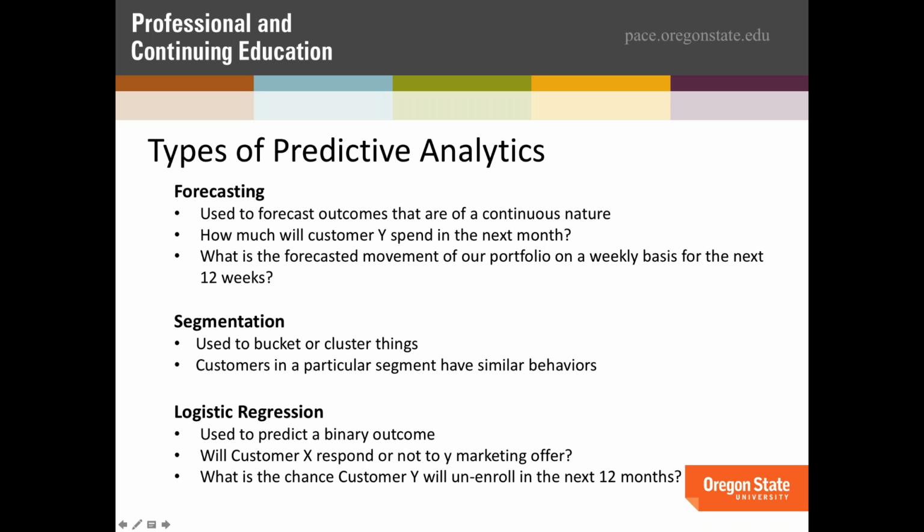And how we do that, if we break down predictive analytics, there's basically three components, and I'm simplifying a little bit, but there are really three things that we look at that tell us what will happen. The first technique or group of techniques is called forecasting, and you're probably pretty familiar with that. It's used to forecast outcomes that are of a continuous nature. So how much will a specific customer spend in the next month? What is the forecasted movement of our portfolio on a weekly basis for the next 12 weeks? It'll use your historical data and some statistical modeling to forecast what you're going to do in the future.